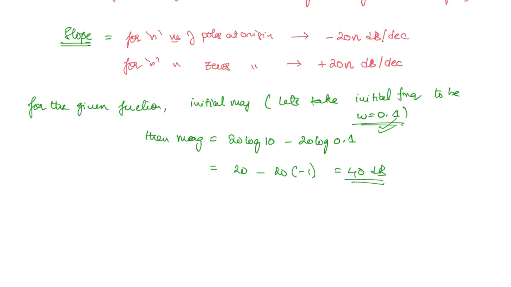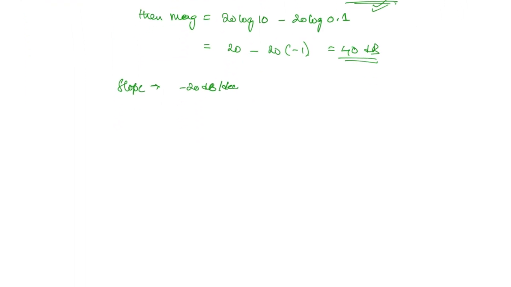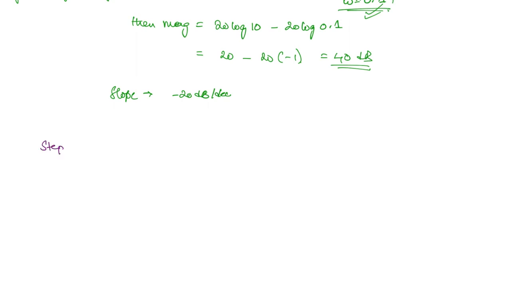Then what about slope? This is equal to minus 20 dB per decade, because there is only one pole at the origin. Finally, we have the last step. In step 4, we have to change the slope. Initially it is going at minus 20 dB per decade. Each time there is a corner frequency, we will change the slope depending on whether the corner frequency corresponds to the pole or the zero.